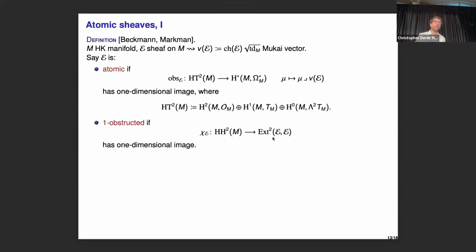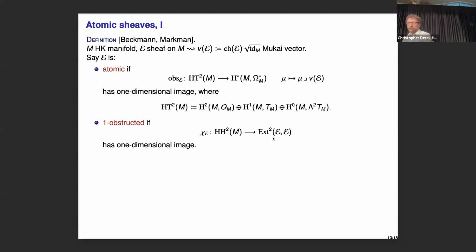And so here is the definition, which is due to Beckman and Markman. I take a hyper-Kähler manifold and a sheaf. I say the sheaf is atomic if the following condition holds. This is slightly technical, I'm sorry about this. I have the obstruction map to deform the Mukai vector, and I want this to have image of dimension 1. The second condition, which is very technical too, says the sheaf is one obstructed if the actual obstruction, which I won't talk about, also has dimension one.